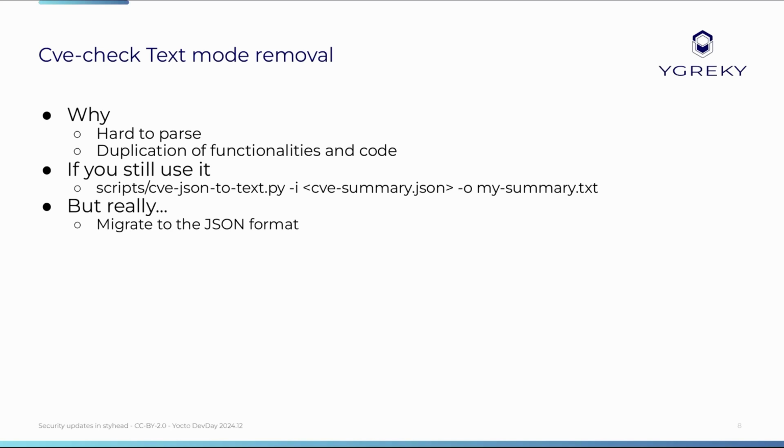But really, if you want to do some parsing of the CVE-check output, just please migrate to the JSON format. It's so much easier. And you can take the cve-json-to-text script as a template example of how you can parse it. It's really, really, really easy. In Python, it's just importing one class and then loading the file.